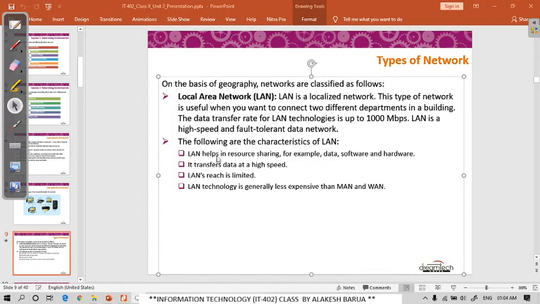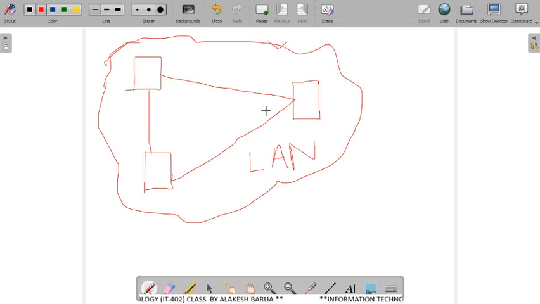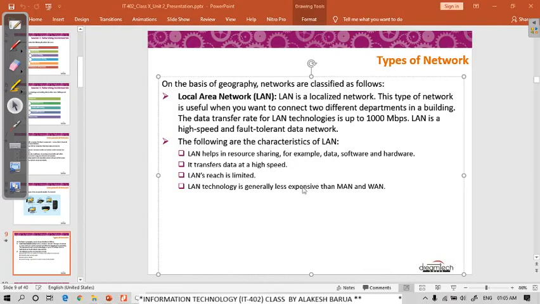Characteristics of LAN. LAN helps in resource sharing of data, software and hardware. So if computers are connected in a LAN, and the computers have certain resources, let's say a printer or a scanner, then this can be shared. Or if a software is on this computer, and that software needs to be copied to other computers, it can be shared by using LAN. Then it transfers data at a very high speed.